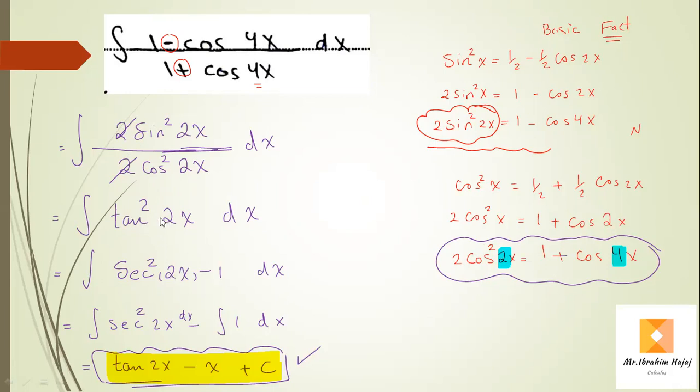Tan squared of any angle can be replaced by sec squared 2x minus 1, because 1 plus tan squared is sec squared. So tan squared 2x can be replaced by sec squared 2x minus 1. Why? Because I have the integral of sec squared. What's the integral of sec squared? The integral of sec squared 2x is tan, and the integral of 1 is x plus c.